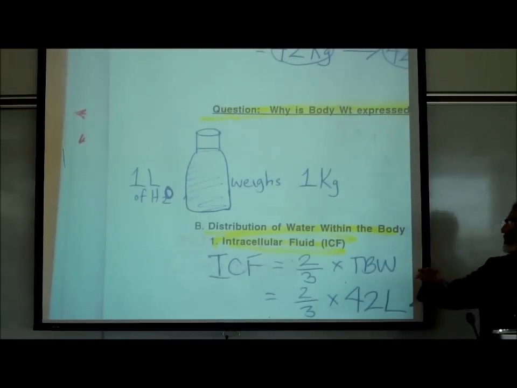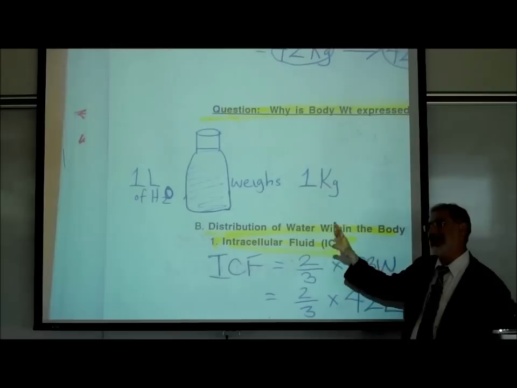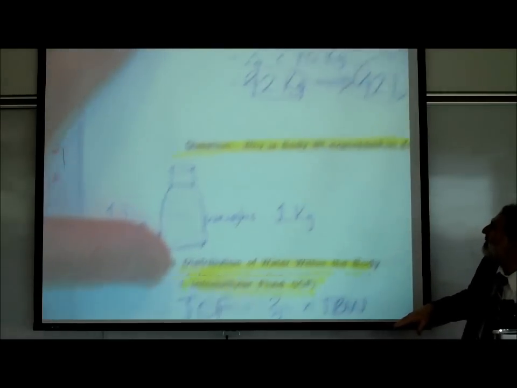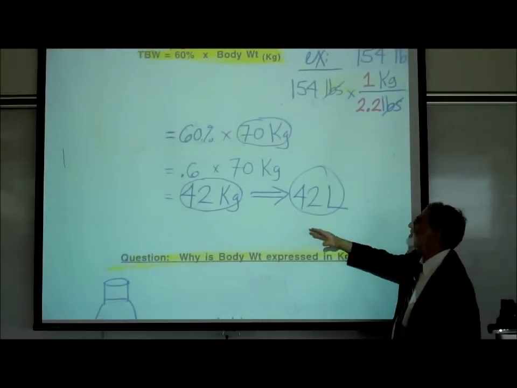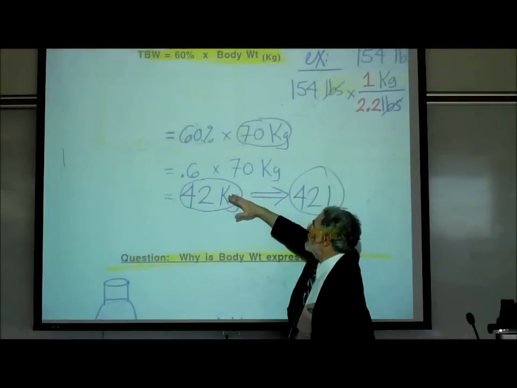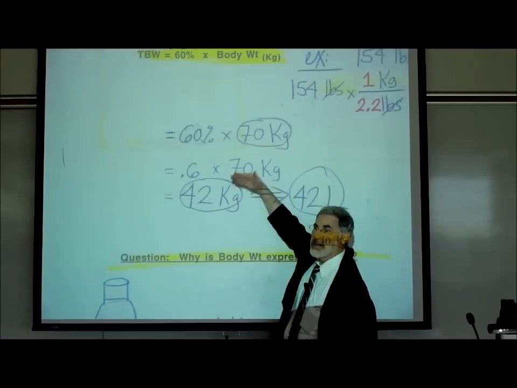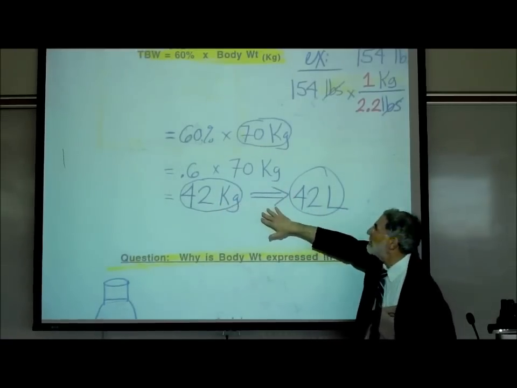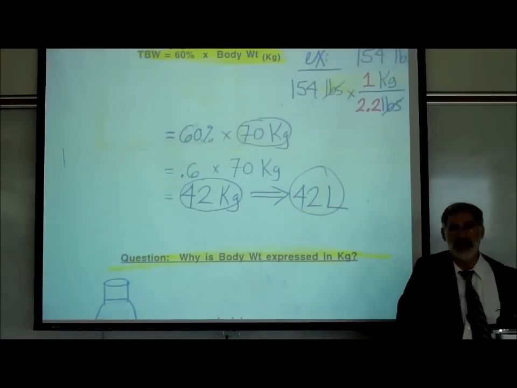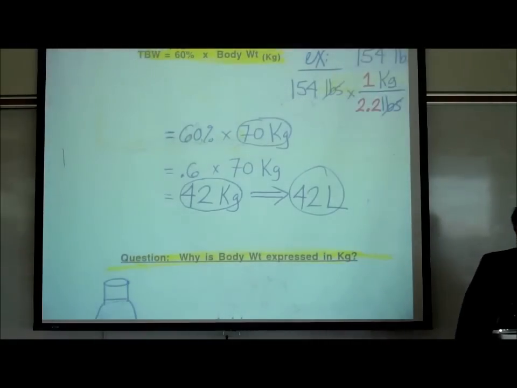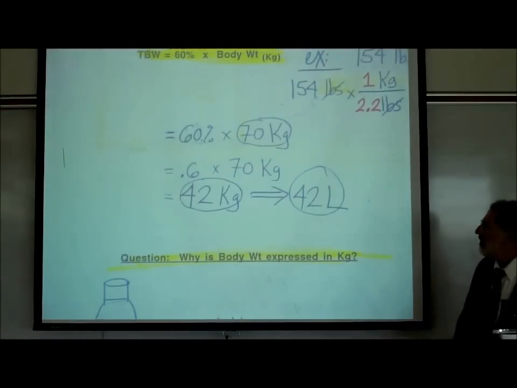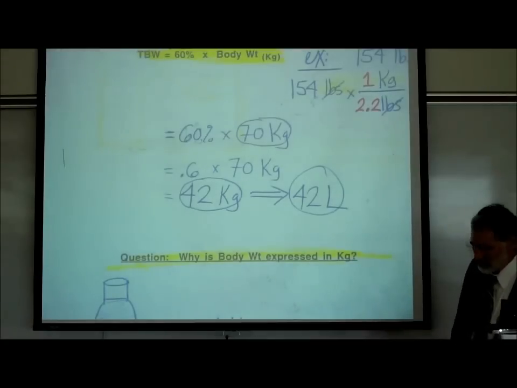So, because there's this one-to-one relationship in the metric system, that means that when we come back here, if the fluid in their body weighs 42 kilograms, which we calculated using their body weight, then they have about 42 liters of fluid in their body. All right? So that's why we use it that way. So there's a one-to-one relationship.